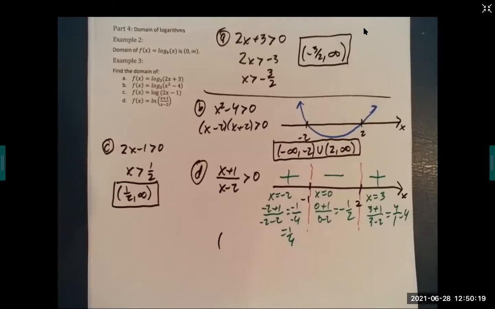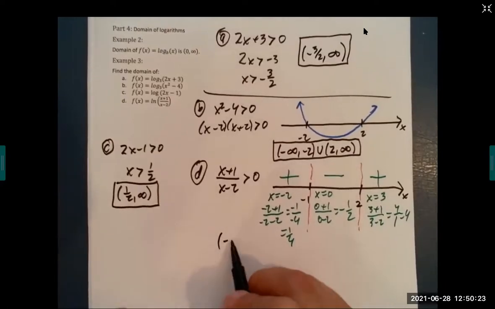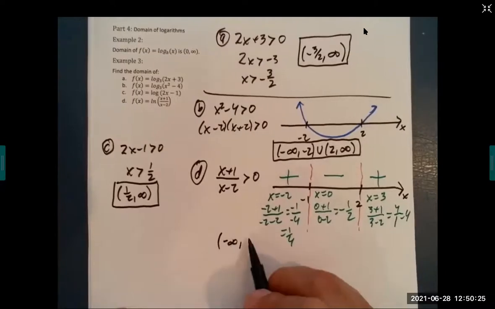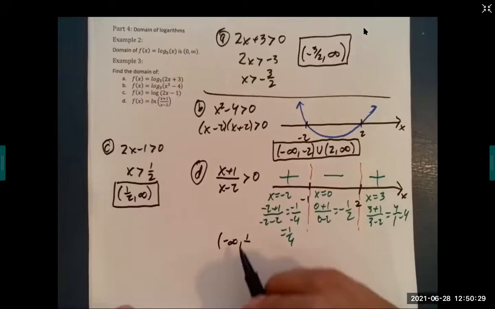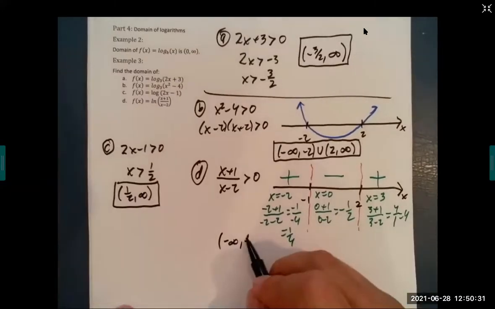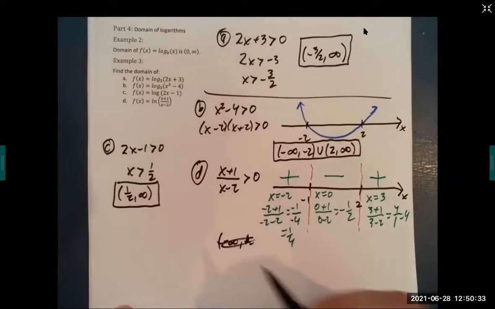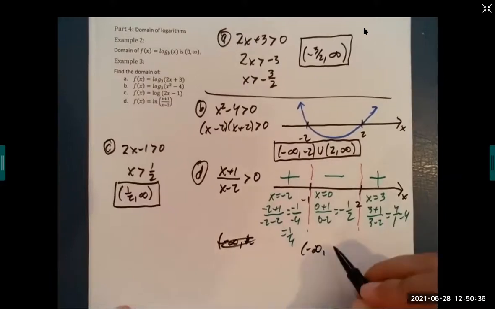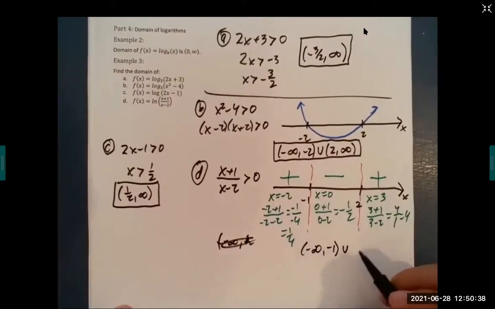So our domain for this one is going to be negative infinity to negative 1, union with 2 and on.